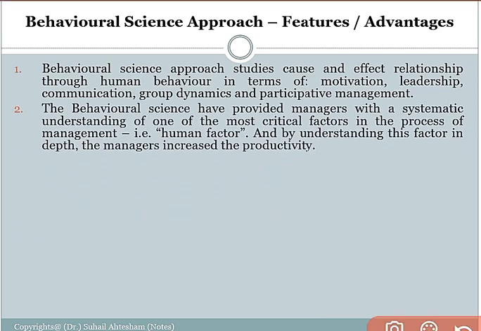The second one: the behavioral science approach has provided managers with a systematic understanding of one of the most crucial factors in the process of management, right? One of the most critical factors in the process of management is the human factor. The human factor is related to manpower, right? If we talk about the 5 M's of management, also known as factors of production: manpower, machinery, method, money, and material, right?